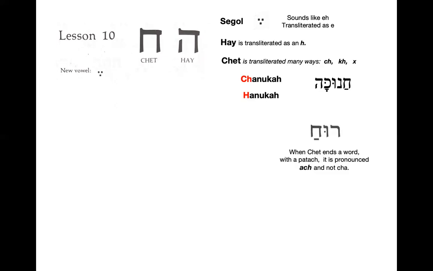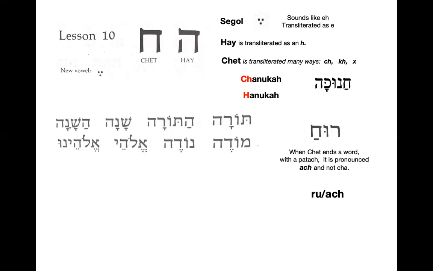Now, when chet ends a word with a patach, it is pronounced ach and not cha. So this word would be ruach. Let's look at the words in our book.